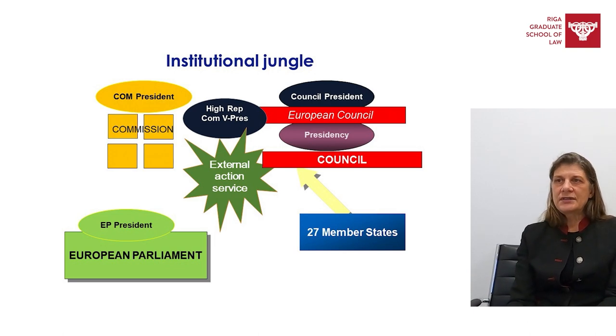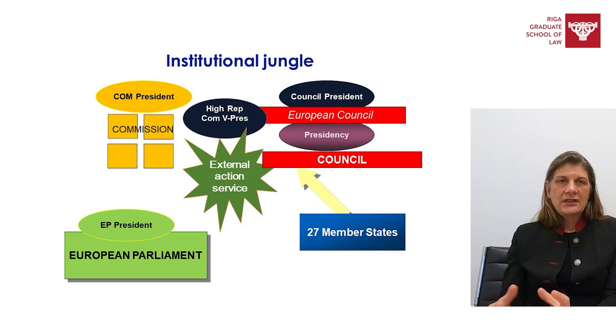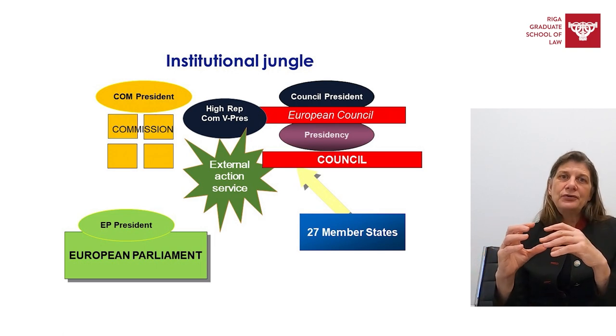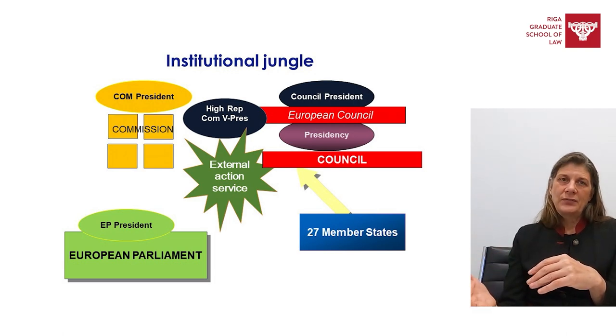So we have covered in another online lecture the Commission, which has the 27 commissioners and the Commission president. And today we discussed the role of the Council of the EU, consisting of 27 member states, led by the EU presidency for a 6 months period, but also the institution European Council, which is led by the European Council president, being a permanent position for 2.5 years.